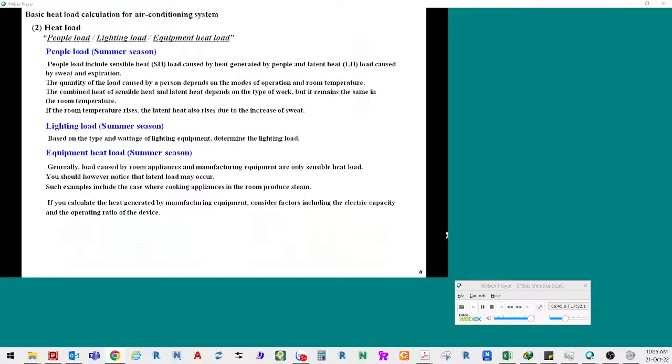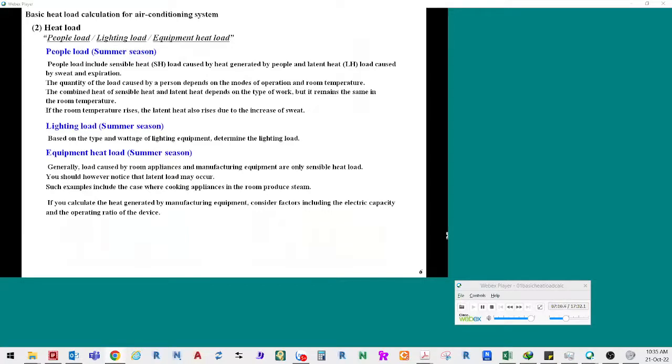The combined heat of sensible heat and latent heat depends on the type of work, but it remains the same regardless of the room temperature. If the room temperature rises, the latent heat also rises due to the increase of sweat. Based on the type and wattage of lighting equipment, determine the lighting load.